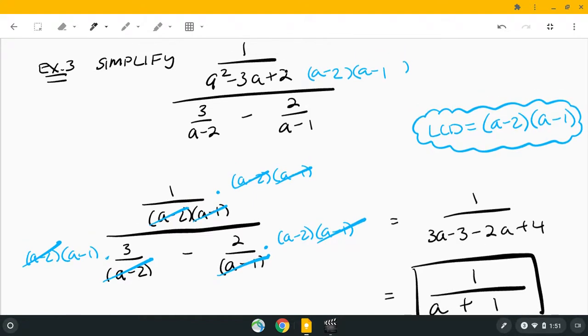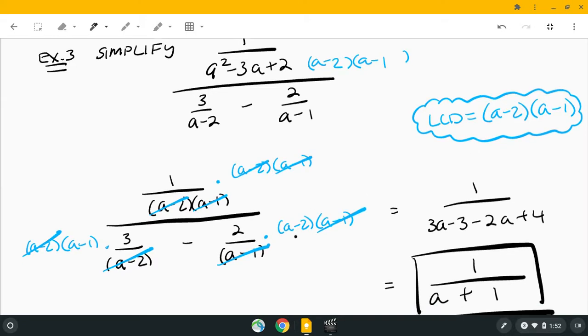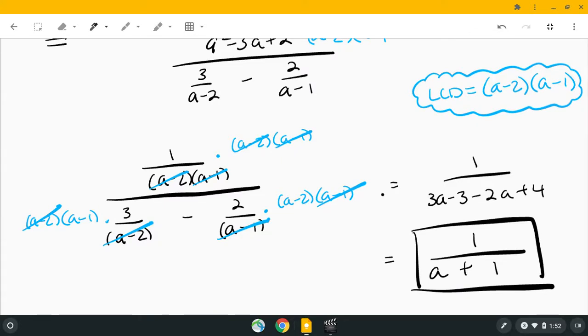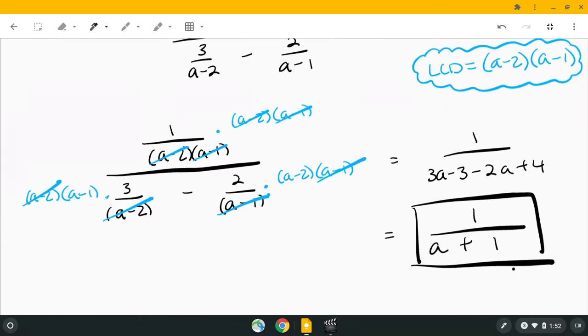Again, factor, get your LCD between all 3 terms. LCD is a minus 2, a minus 1. Multiply all 3 terms by a minus 2, a minus 1, and clear your fractions. And then you can go ahead and multiply and combine like terms.